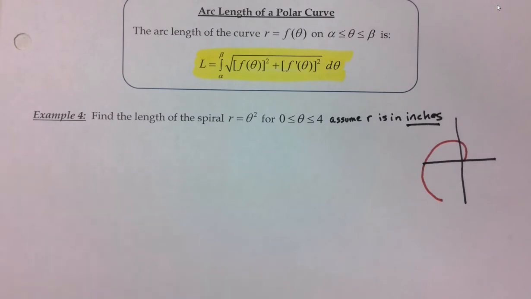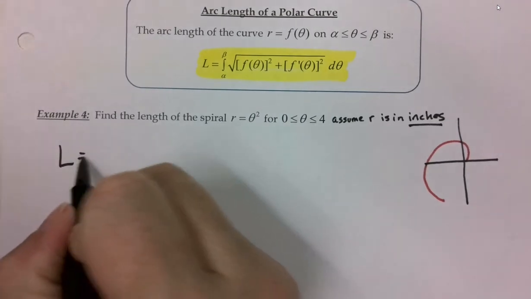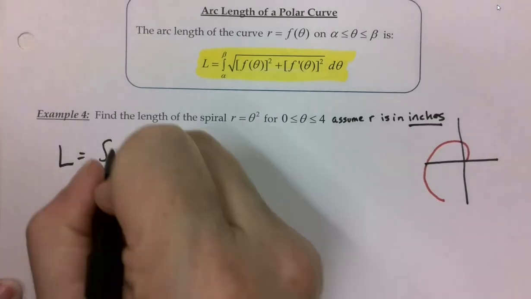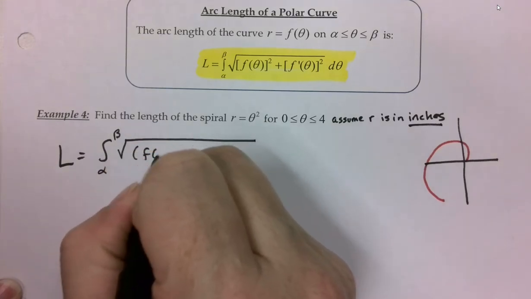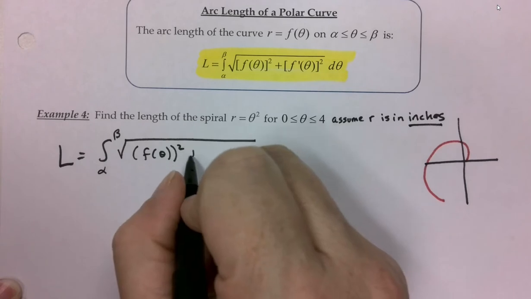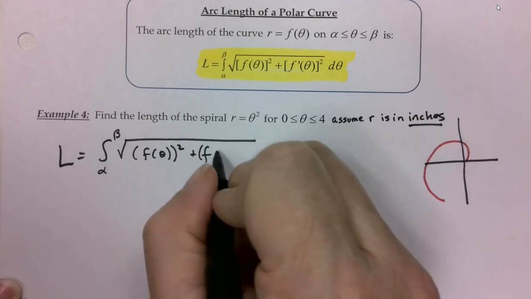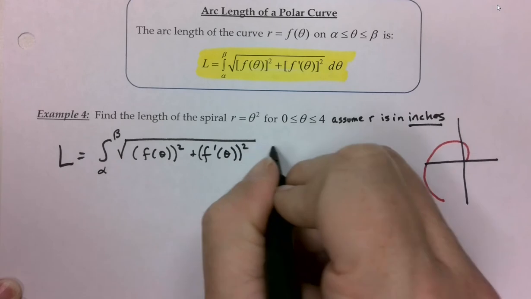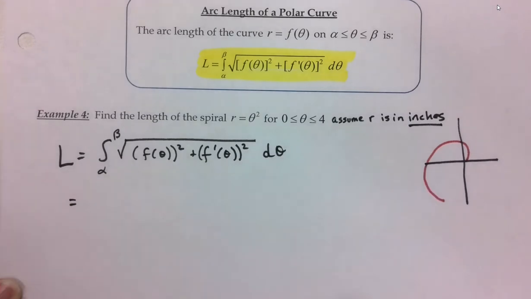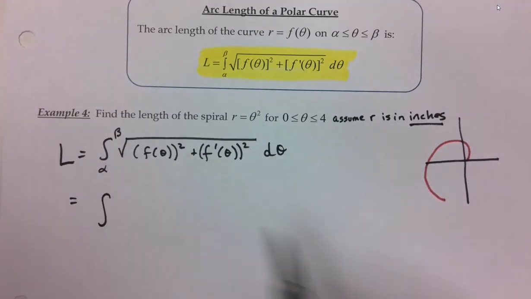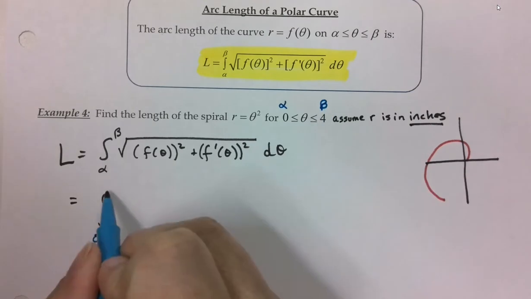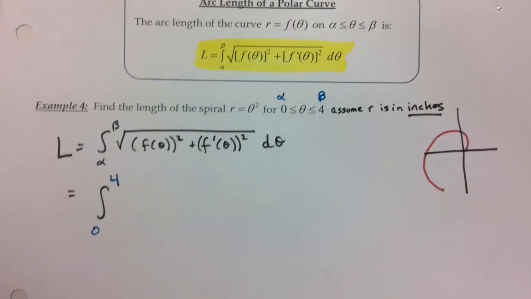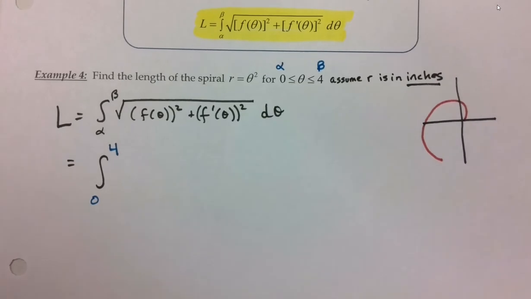Okay, so arc length, according to the formula, is equal to the integral from alpha to beta of the square root of f of theta squared plus f prime of theta squared d theta. All right, alpha for us is rather obvious because they gave it to us. Here's alpha, here's beta. So I'm going to go from 0 to 4. It's nice when they give it to you like that. And then we want the big square root.